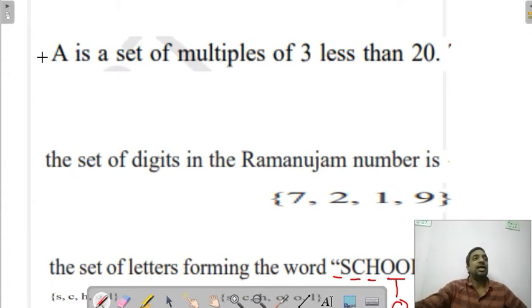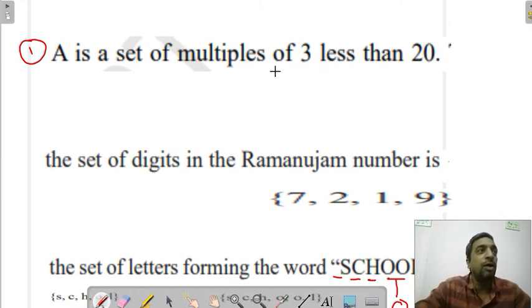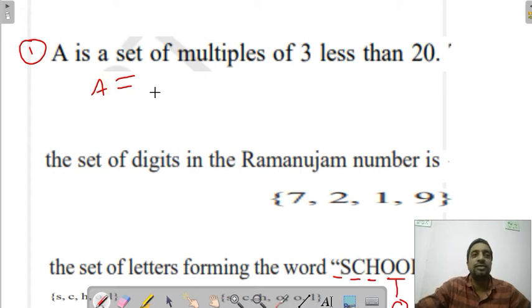See here one more example. A is a set of multiples of 3 less than 20. See, this is in the form of a statement. By seeing this statement, can we say the elements? No. So we should think what are the multiples of 3 less than 20. Let us see what they are.